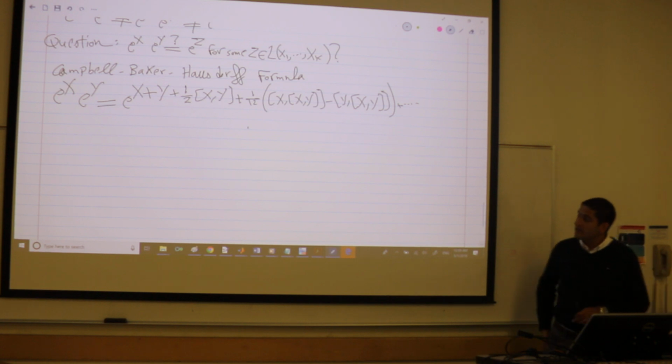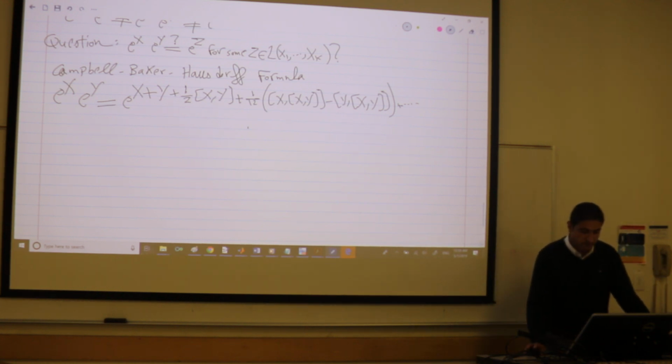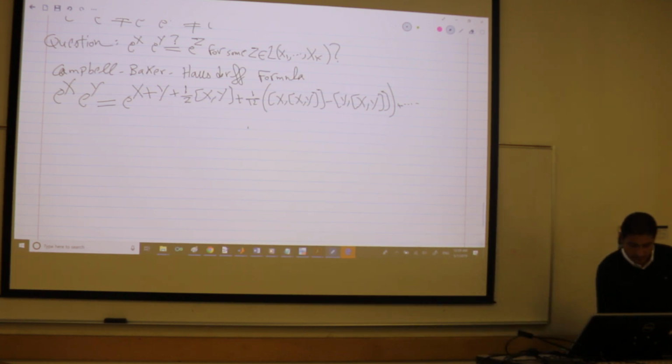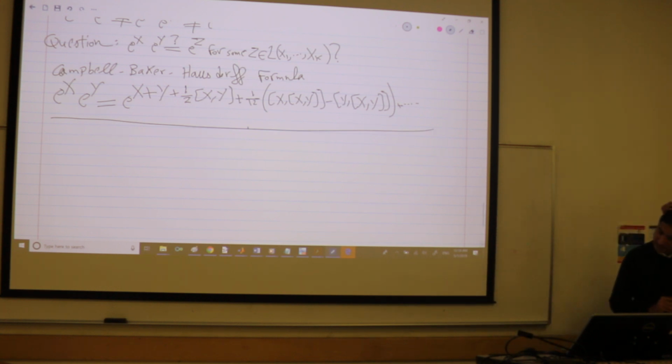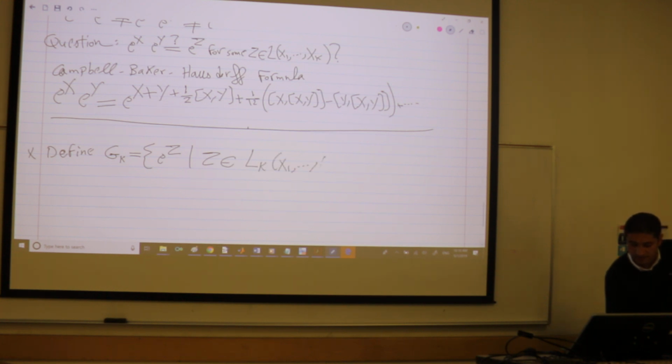Okay. So this was a very important formula. I'm going to see how we're going to apply it today. But if now we define this set of elements, every exponential of z such that z is in the Lie algebra generated by x1 up to xm, of order k.